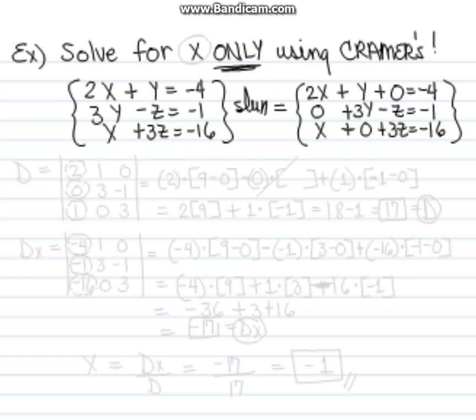Okay, so let's continue with our solution. We only have to find x. So let's find capital D. Capital D is the determinant form with the coefficients of the x's, which is 2, 0, 1. Coefficients of the y's, 1, 3, 0. Coefficients of the z's, 0, negative 1, 3.